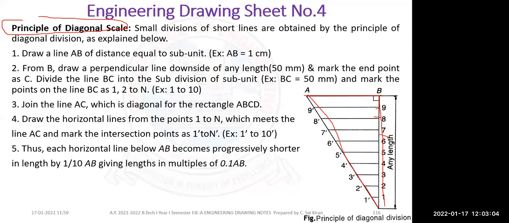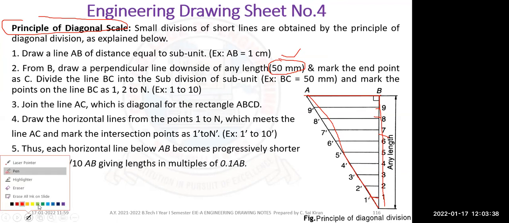Draw the diagonal. Generally, I take any distance as 50 mm, so that if I divide into 5 mm, then I can get exactly 10 divisions. Generally I take any length as 50, so that it is convenient for me. I'll divide into 5 mm, 5 mm, 5 mm, so that the total will be 50 mm. I can easily divide into 10 equal parts. Then join this distance. 1 to 1 dash will be 0.1 AB, and 4 to 4 dash will be 0.4 AB. That's the main concept we follow here in engineering drawing.